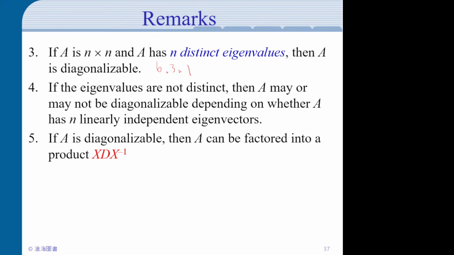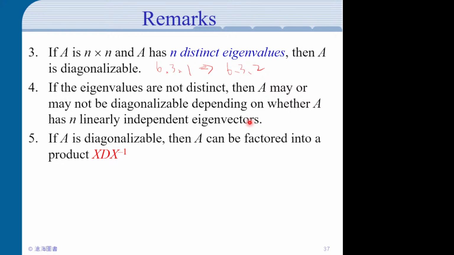6.3.2. So maybe let's write this. So this one is proved by 6.3.1 to 6.3.2. Okay, put it in. Okay, but the converse is not true. Okay, so if they don't have n distinct eigenvalues, then it might or might not be diagonalizable, as we'll see.